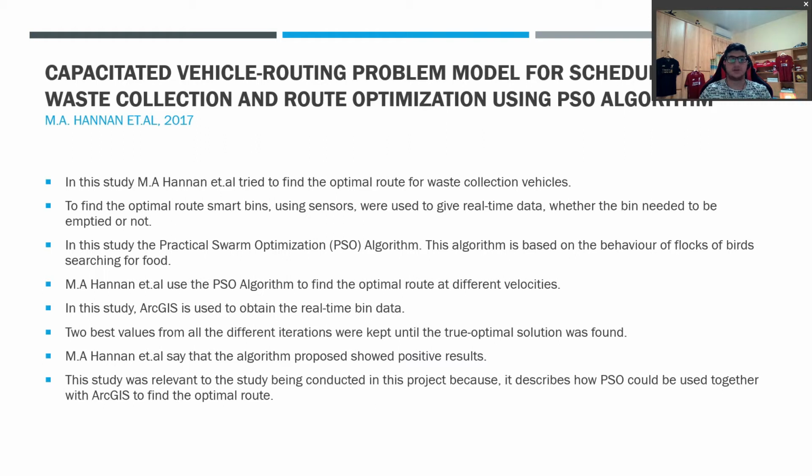In the study, the particle swarm optimization, or PSO algorithm, was used. This algorithm is based on behaviors of flocks of birds searching for food. M.A. Hannan et al. used the PSO algorithm to find the optimal route at different velocities. In this study, ArcGIS was used to obtain the real-time bin data. The two best values from all the different iterations were kept until the true optimal solution was found. M.A. Hannan et al. say that the algorithm proposed showed very positive results.